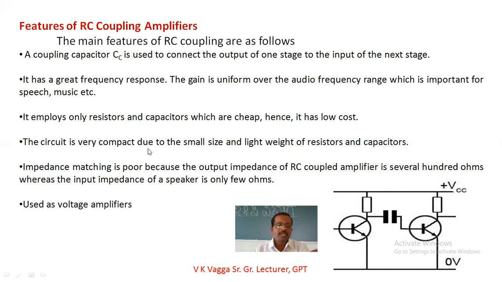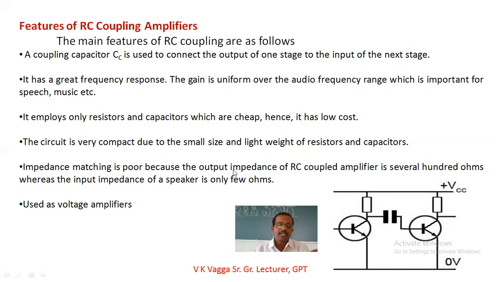And the circuit is very compact, due to the small size and light weight of the resistors and the capacitor. So the implemented device is also going to be of less weight here. And impedance matching is poor. It is because the output impedance of the RC coupled amplifier is several hundred ohms, whereas the input impedance of the speaker is only a few ohms.